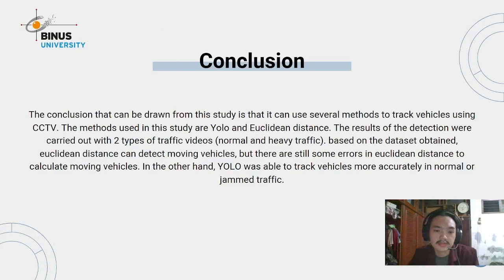And the conclusion for this research is there are so many methods that we can use to solve this traffic congestion problem using AI, and the methods that we use are YOLO and Euclidean distance tracking algorithm. And the result is the YOLO algorithm has the upper hand because it can detect and track vehicles more accurately in both normal traffic and traffic jams. And the Euclidean distance tracking has some errors because it can detect multiple boxes in one vehicle.